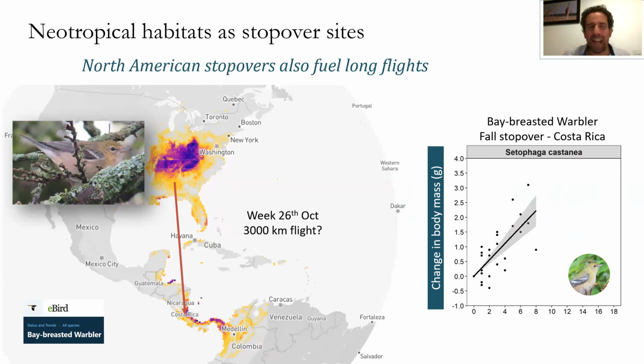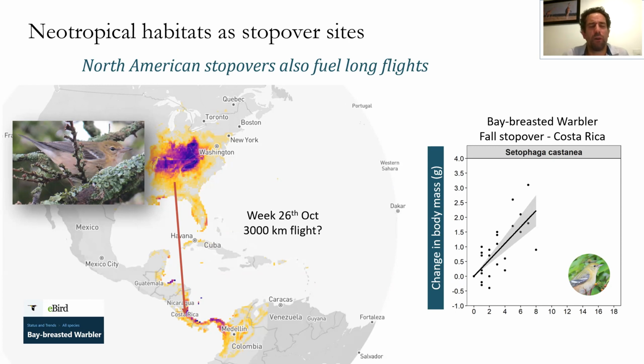But this doesn't actually seem to be a phenomenon that's restricted to tropical or neotropical areas. So we're all aware of the example of blackpoll warblers taking off from the northeastern Atlantic coast of the US, flying across the Atlantic down to South America, a 3-day non-stop flight, which obviously requires extensive fueling beforehand. But I think there are many similar strategies among a wide variety of species that we just haven't realized exist yet. And this is an example of one that I kind of stumbled across the other day, where I was investigating our data on stopovers of bay-breasted warblers in Costa Rica.